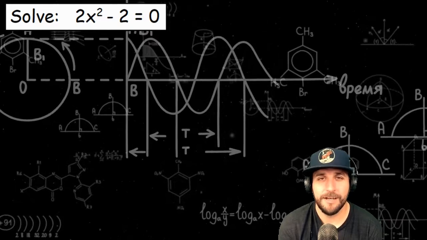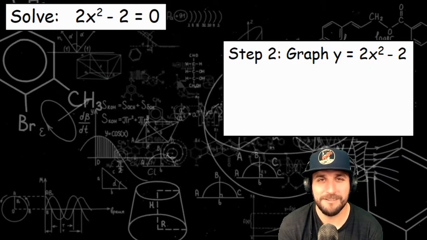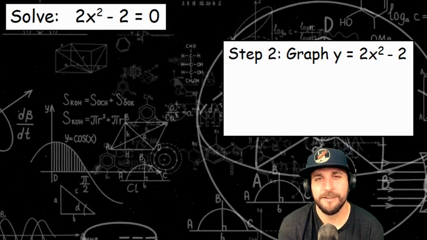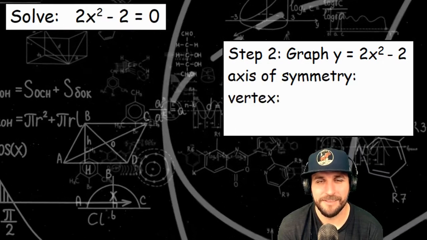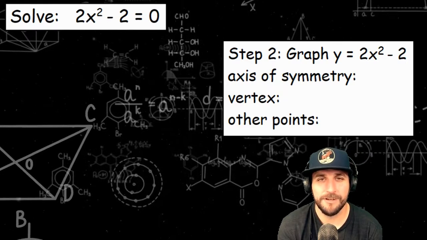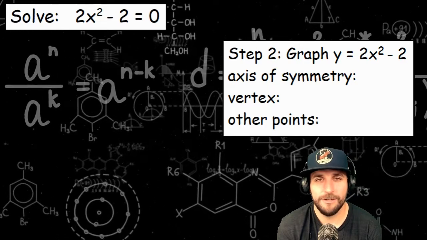Step 2, we graph this function we just found, y equals 2x squared minus 2. Check the card in the top right-hand corner for a refresher on how to graph quadratic functions: find the axis of symmetry, find the vertex, find other points, connect them with a smooth curve. So here is the work on how to do that.